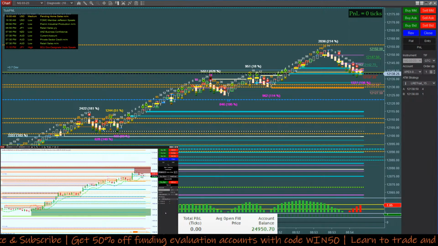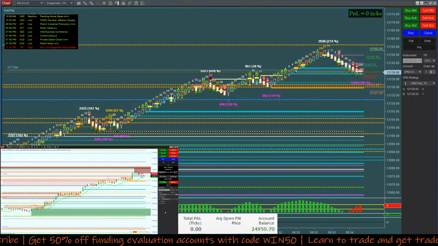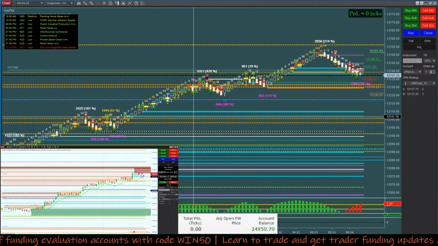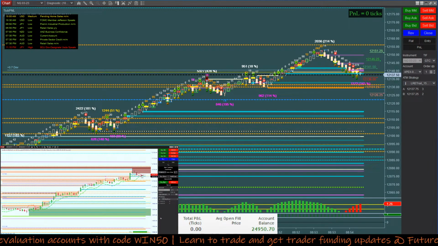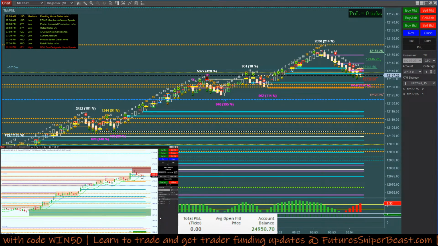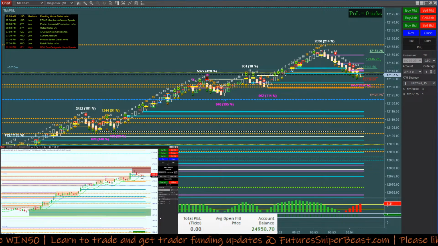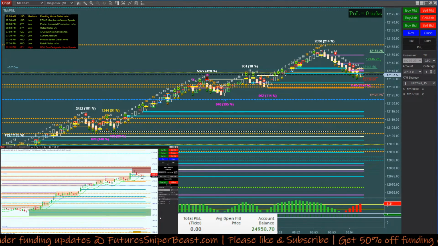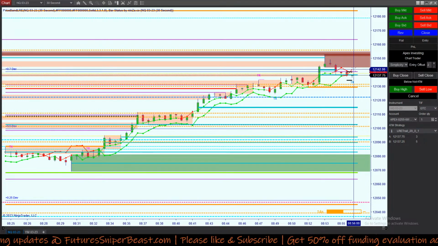But this thing looks like it's going to come down, though. I don't know. Let's see. I'm not taking it because we already had this long move. So I don't want to take it at the top. It could just keep going long, but I want at least a reset or something to happen. There we go. We have our reset now.